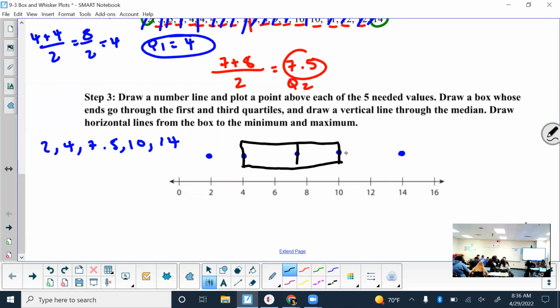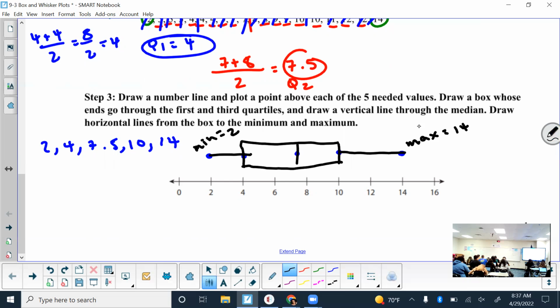And then connect your whiskers. So from your box, you make a line to your minimum and your maximum. All right, and then that's about it. Any questions? Sometimes you can choose to label them, like you could say, this is my minimum, this is my maximum, which is 14. Sometimes they're nice and label them exact values for you. Usually you have to look off the number line.